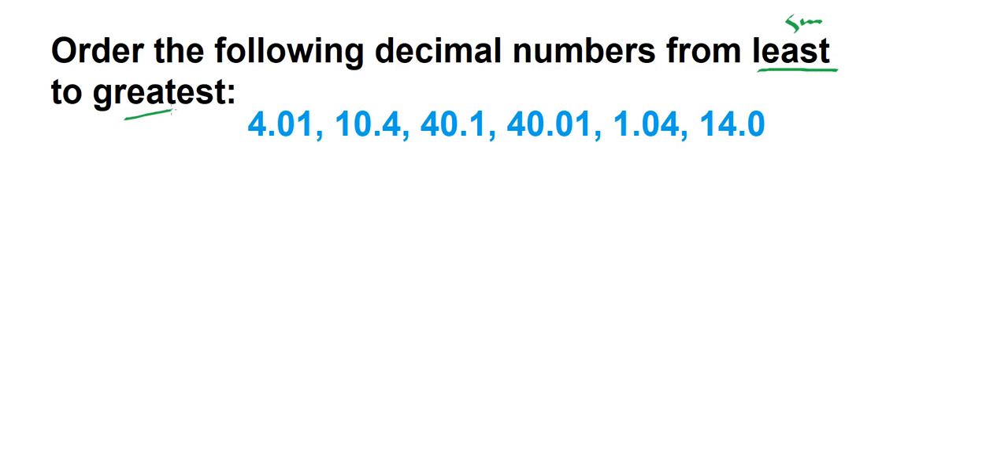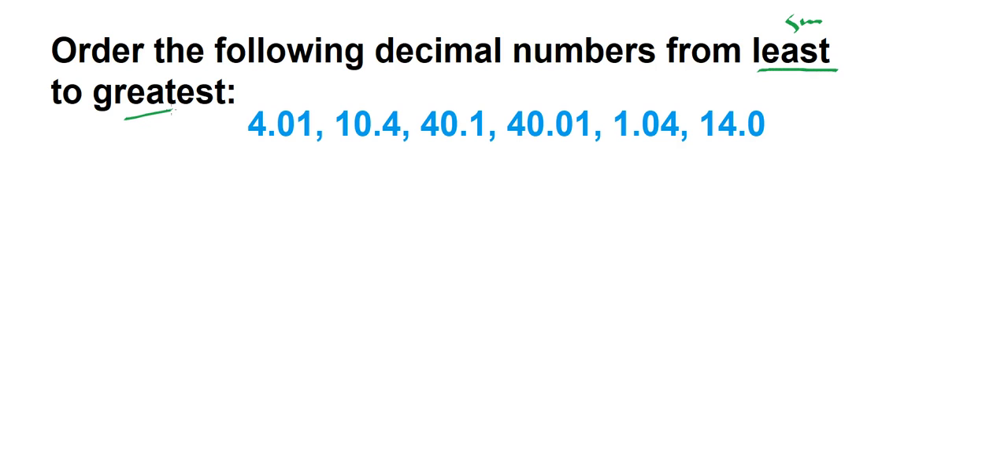So let's have a look at these numbers. We've got 4.01, 10.4, 40.1, 40.01, 1.04, and 14.0. Now you can do this just by looking at them when you're really good, but if you're just learning, probably the best thing to do is to rewrite all these numbers in column form, and you line up all the decimal points.